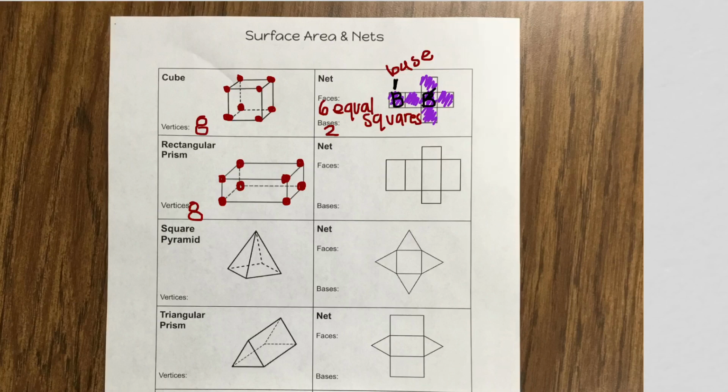Okay, can you take your blue and your purple? You're going to color these rectangles in blue. And then you're going to color the top and the bottom purple. That just shows me that I'm going to fold the blues together and then fold the purples up.